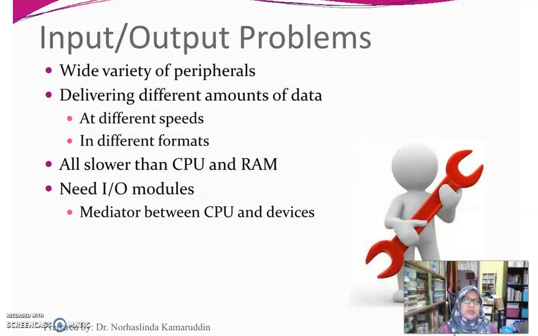So what is the problem with input output? We have a lot of different devices and peripherals, and they deliver different amounts of data at different speeds and in different formats. Input output is slower than CPU and RAM, because the CPU controls the whole instruction and RAM is the working memory. Therefore, you need an I/O module. The I/O module works as a mediator between the CPU and the device.